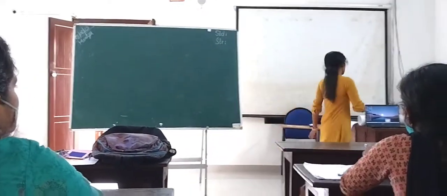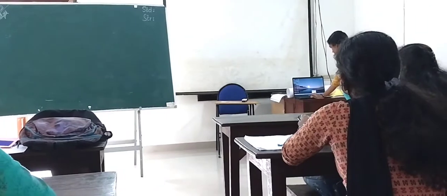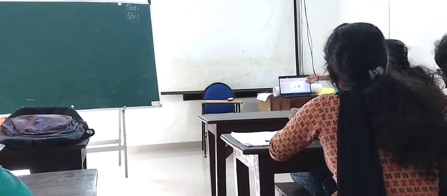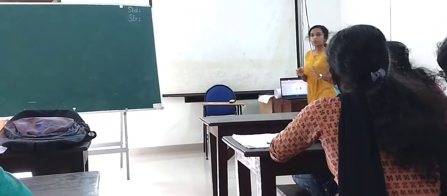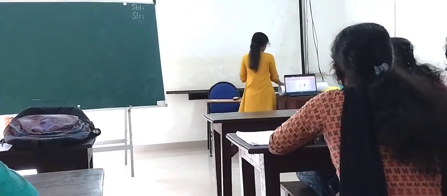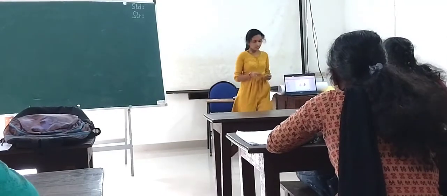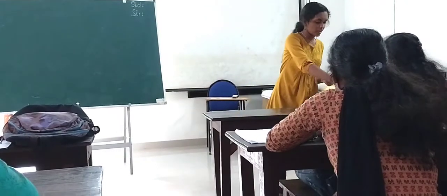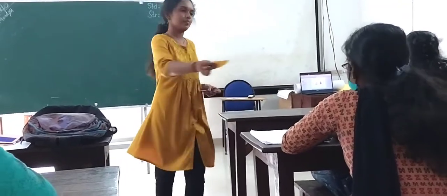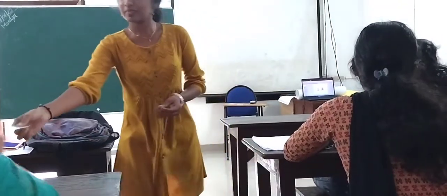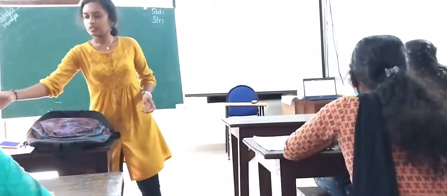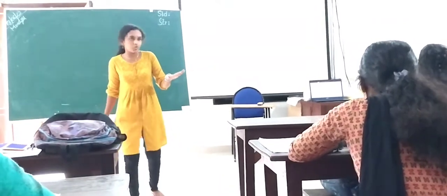Okay. So I will show you some pictures. Which one of these is a triangle shape? The first one is a triangle shape. So all of you know triangle, isn't it? I will give you some triangles. Each bench forms a group, okay?